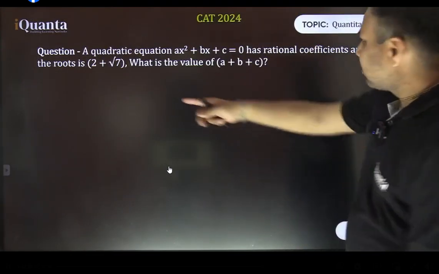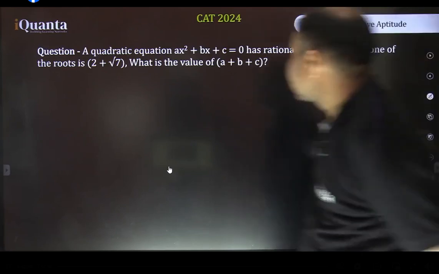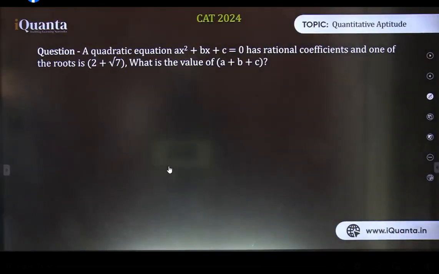Okay, this question, we have already done some of the part. Please answer it fast. A quadratic equation, ax square plus bx plus c equals 0 has rational coefficients. One of the roots is 2 plus root 7. What is the value of a plus b plus c?